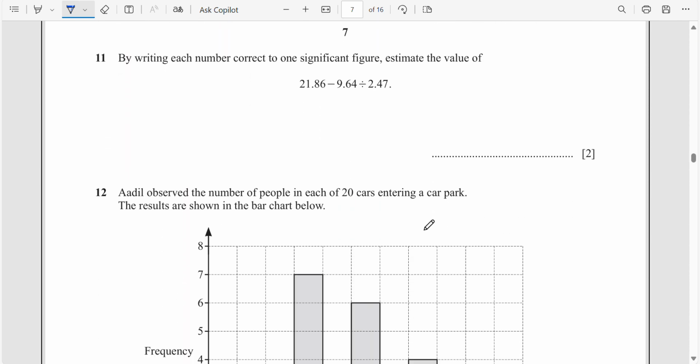Okay. By writing each number correct to one significant figure, estimate the value of this. So 20.86 can be written as 20 because one significant figure. 9.64 can be rounded up to 10 as 10 is also one significant figure. And 2.47 can be rounded down to 2. So by PEMDAS, we know that we'll do division first. So 20 minus 10 divided by 2 is 5, and 20 minus 5 is 15.